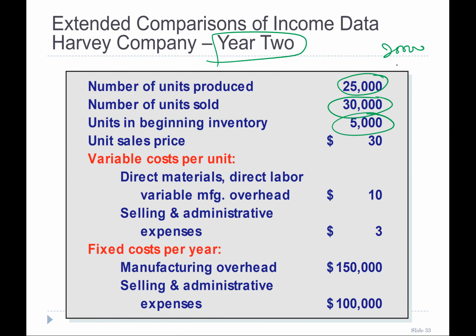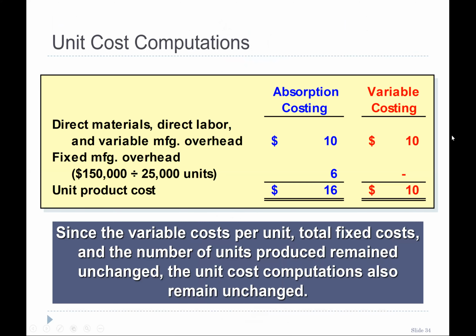And now what happened to the income statement of both absorption costing and variable costing? Let's see that. All the data is the same. We have $16 as the absorption costing unit cost and $10 as the variable costing unit cost. Right? So absorption costing, the unit cost is 16. Variable costing, the unit cost is 10.